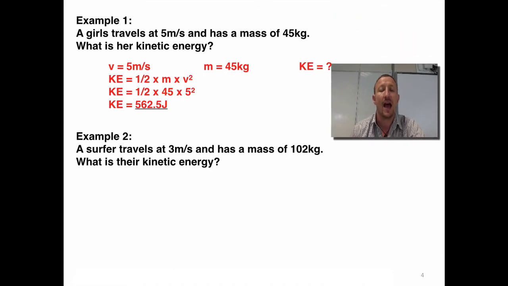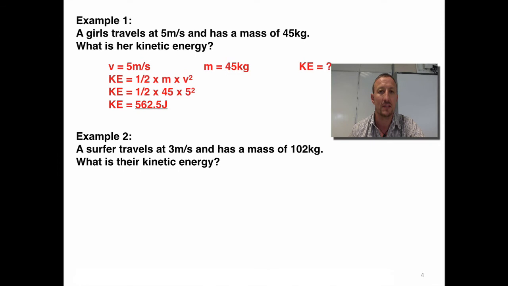Correct units here, and we are finding the kinetic energy, so I don't have to do any conversions. I know I'm finding the kinetic energy, so I need to write down my kinetic energy equation, which is a half mv squared. Then let's substitute the numbers in for the letters. The mass is 45 and the velocity is 5. So on my calculator I do a half times 45 times 5 squared, hit the equal sign, and I end up with 562.5 joules.